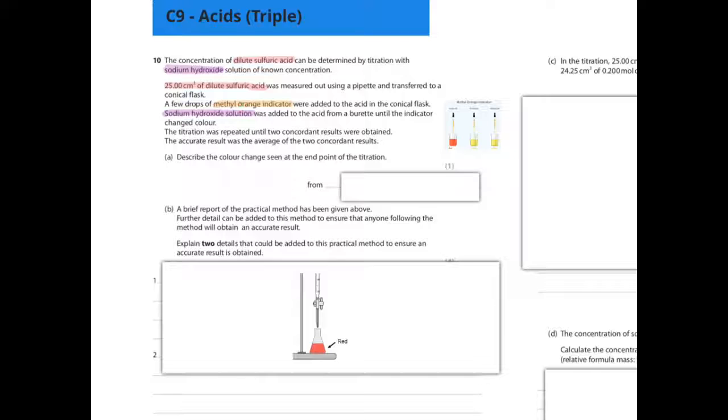This is a single indicator, it will change one colour. And that's what you want for titrations, like phenolphthalein and methyl orange, not universal indicator. It has to change into one colour so you can be precise when you've neutralised the substance. Were added to the acid in the conical flask.